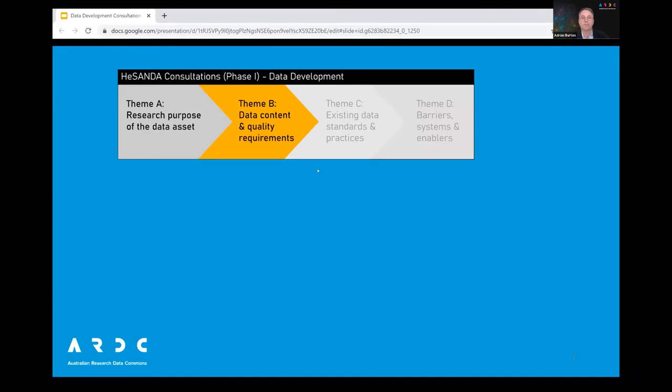What we hope to get out of this first consultation process is what we might loosely call a set of business requirements for an infrastructure. What kind of infrastructure should it be? What kind of scope should it have? What kind of content should it hold? So that's what will be the output of this set of consultations, the data development phase of consultations.